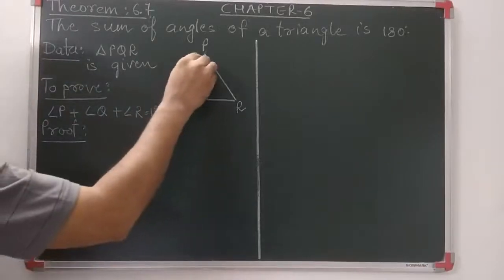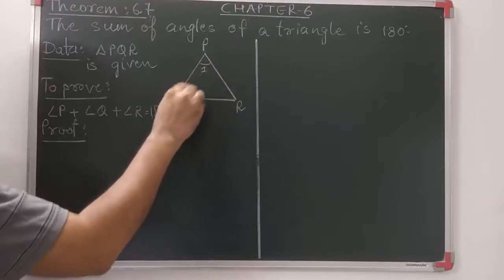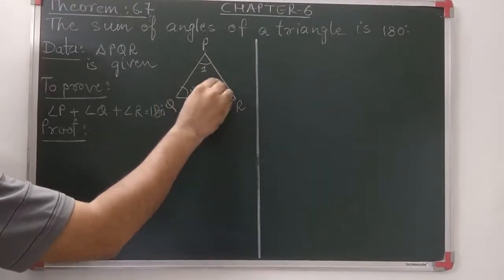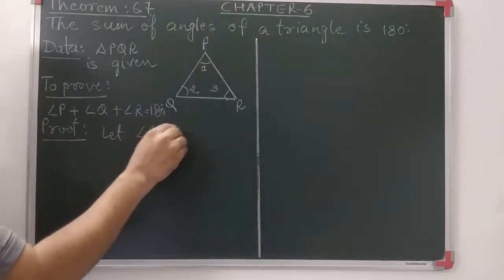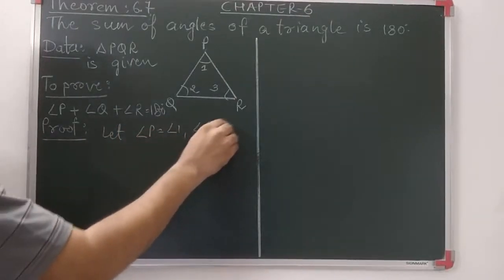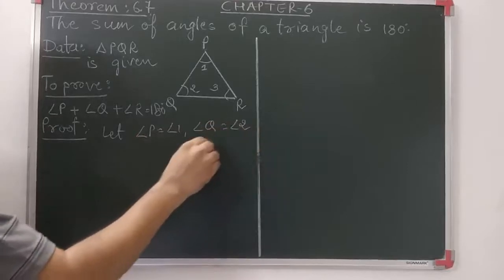So let us do one thing. I'll give the angles names: angle 1, angle 2 and angle 3. Let me name angle P as angle 1, angle Q as angle 2 and angle R as angle 3.